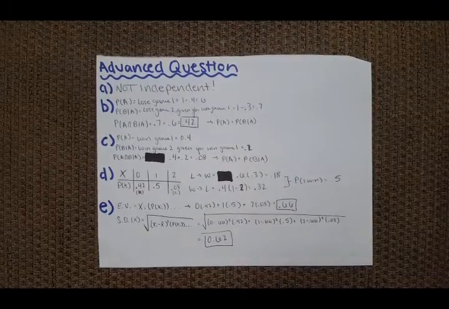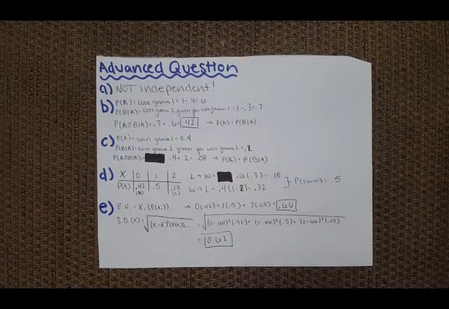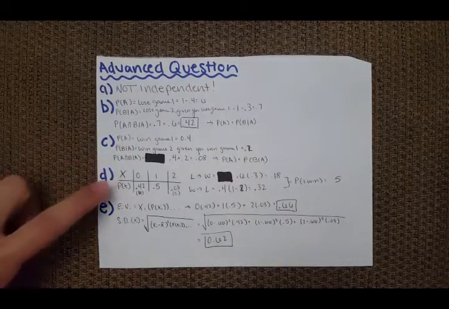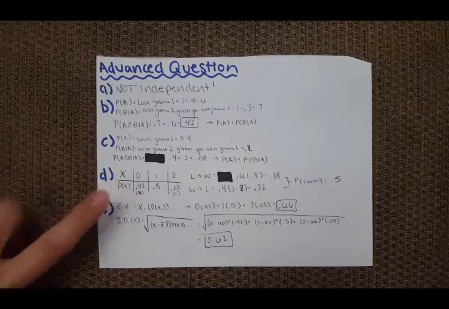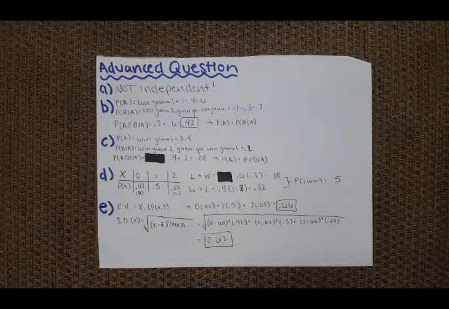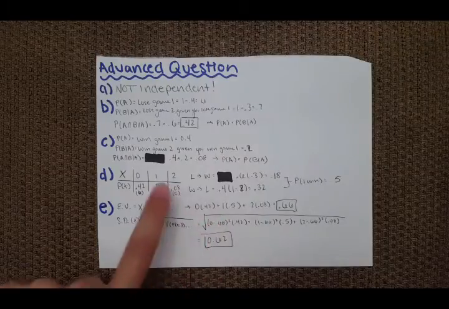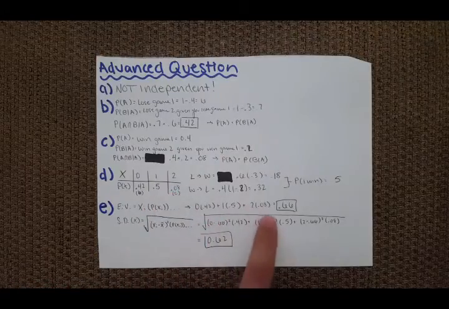Next, we're going to look at part E. It asks you to find the expected value and standard deviation of these probabilities. So the expected value is simply your X times the probability of X for each one, and you add the sum of all of those up. So it's 0 times 0.42 plus 1 times 0.5 plus 2 times 0.08.